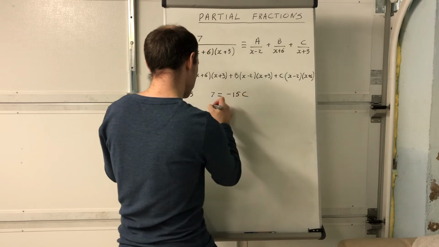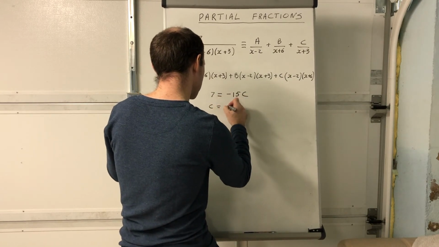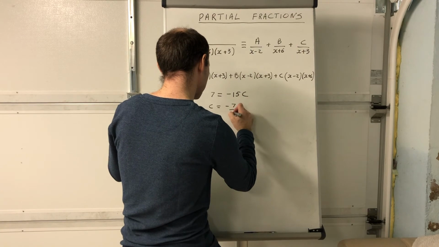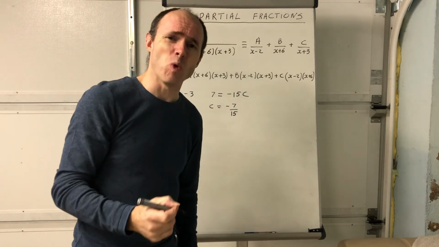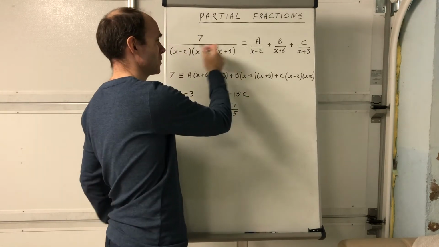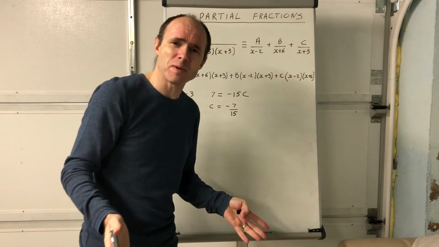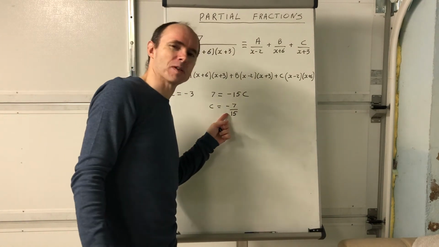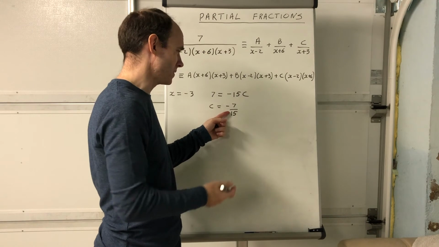-15c. Okay, so that means c is going to be -7 over 15. Okay, and I think we've just seen why the textbook did not go through this example, because the answers are going to be a little bit awkward. Look, the answers don't become much more awkward than that. -7 over 15. Okay, but never mind.